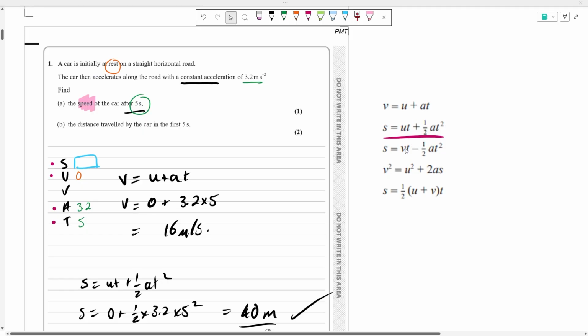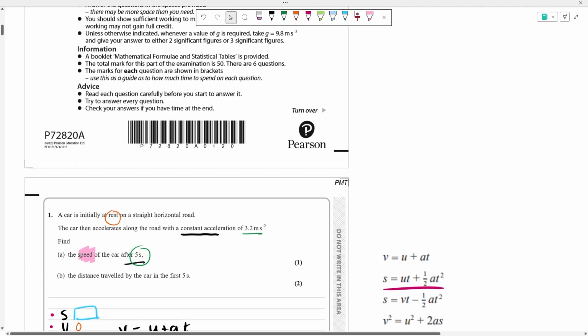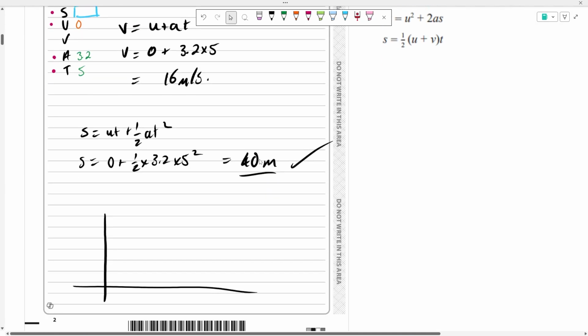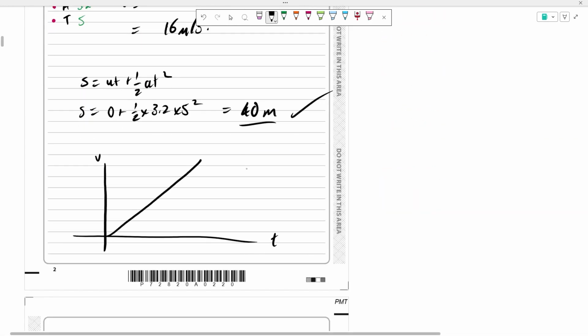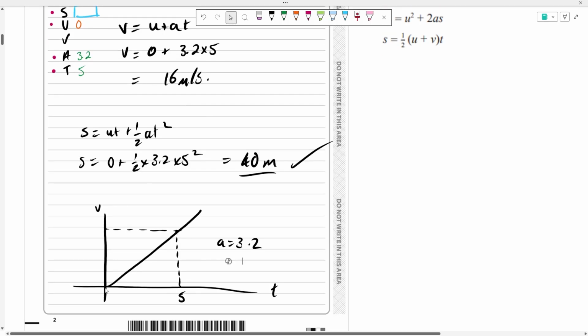If we were to do this with the velocity time graph, I'll show you how we would do this. You can see we start from rest, and then we also have a constant acceleration. So the graph is essentially just going up like this. This is the velocity, this is the time. We're just trying to work out this here. What would be the speed here if our acceleration is 3.2? Again, it's very similar, and we follow the same rule. That just has to be 5 times 3.2 to work out your new velocity here.